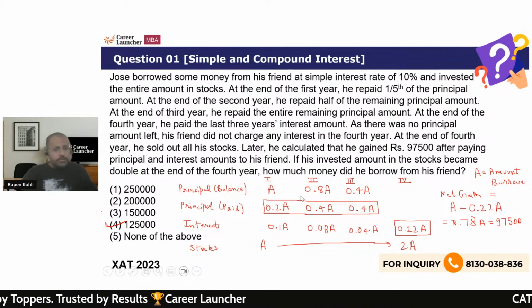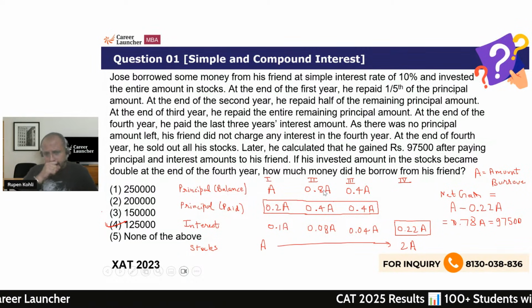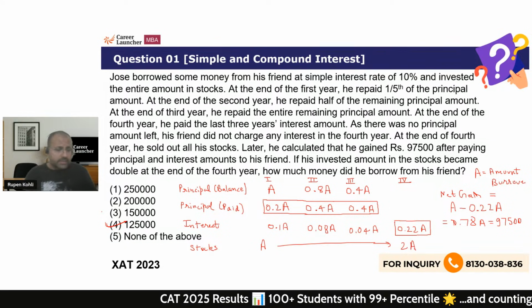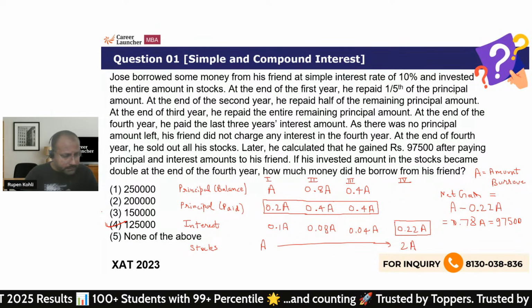So 80% remains. So 10% of that 80%, which is 8%, he needs to pay, right?